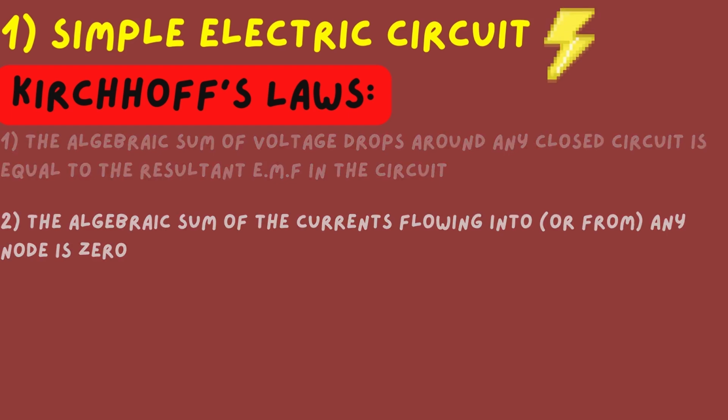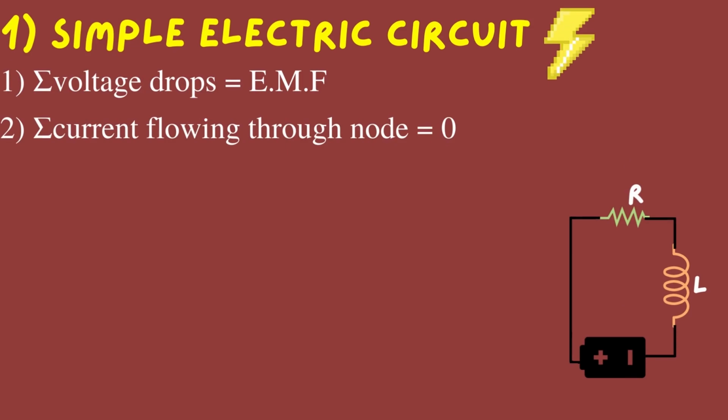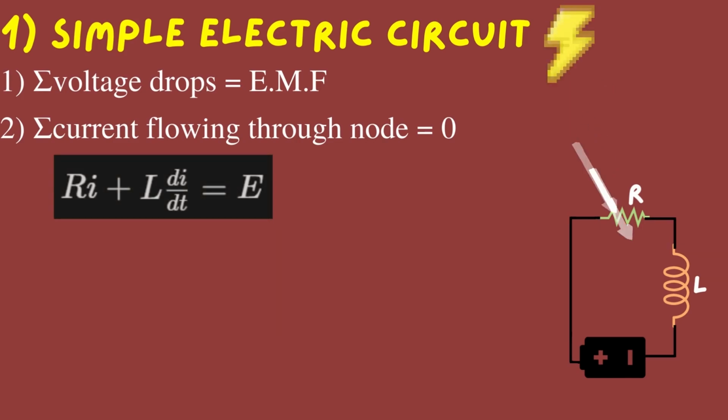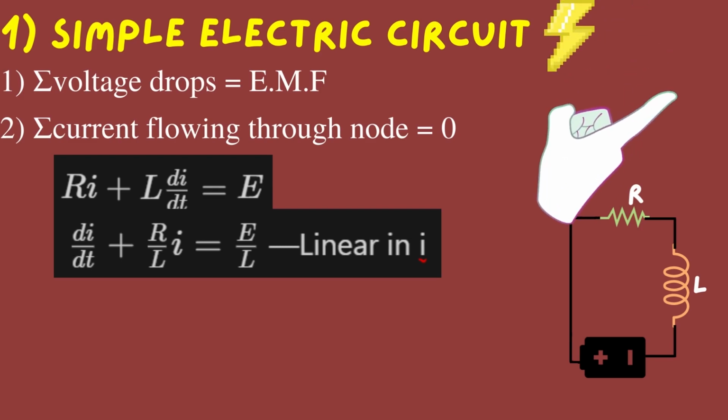The circuit that we are going to study in this video is the resistance and inductance circuit. Here, using the first Kirchhoff's law, we add the sum of voltage drops, that is Ri on the resistance plus L di by dt on the inductor equal to E. This can be rearranged as di by dt plus R by L into I is equal to E by L, which is a linear differential equation in I. If you don't know how to solve for the general solution of this equation, click the I icon on the top right side of the screen.